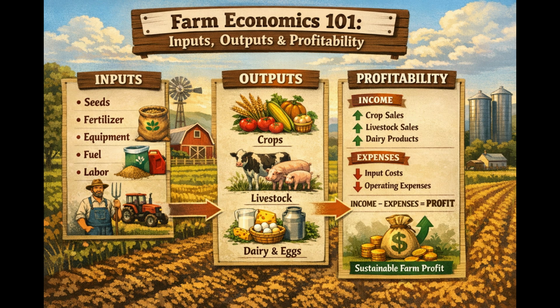Alright, that brings us to the end of this segment on farm economics. We've covered a lot of ground here. We've talked about what farm economics really means, the critical difference between inputs and outputs, the economics of land ownership versus rental, the real costs of seeds, fertilizers, water, energy, and labor. We've explored how equipment and infrastructure investments shape your operation, and we've broken down the difference between variable and fixed costs.